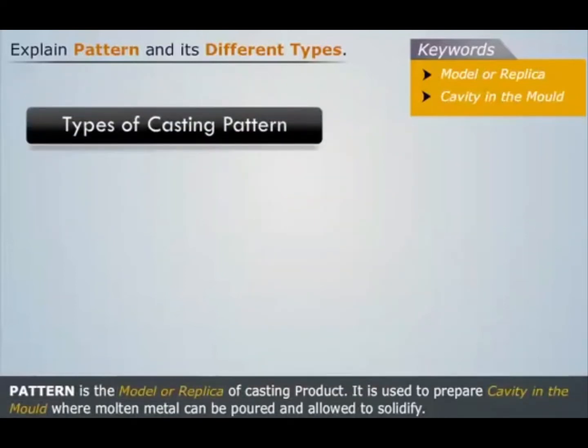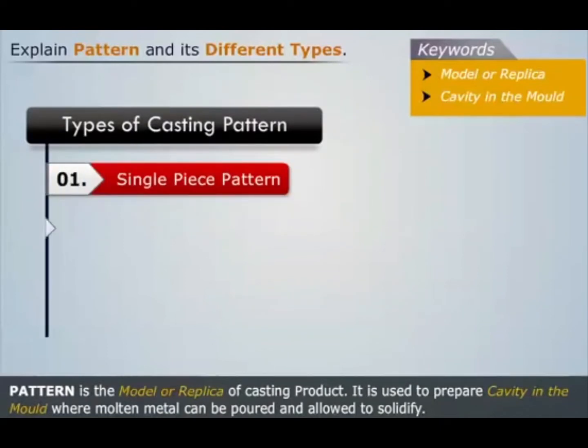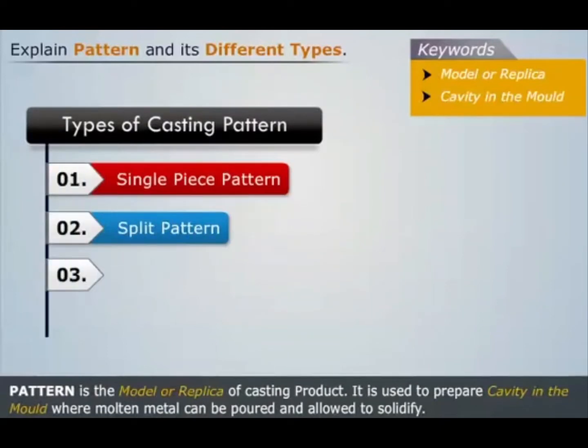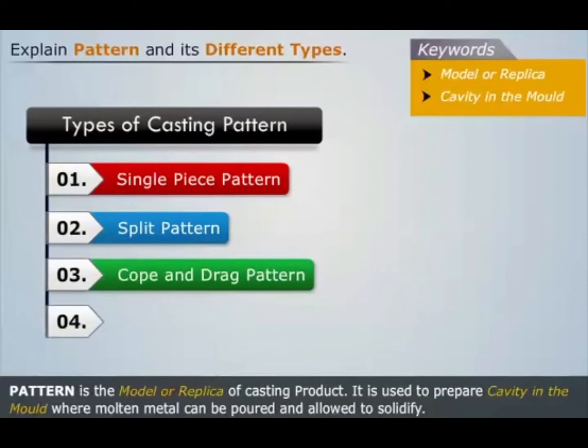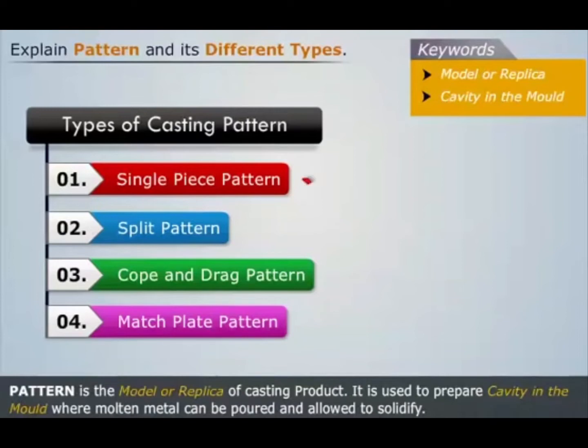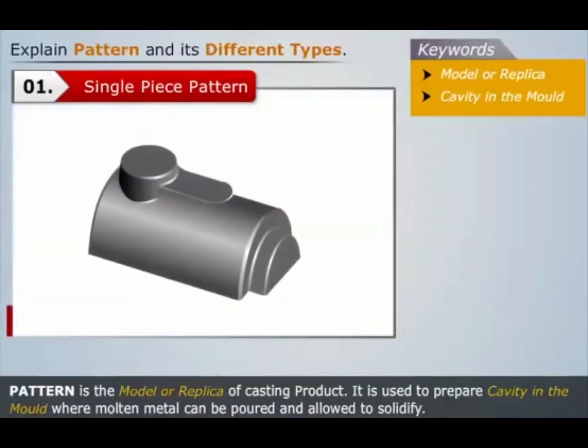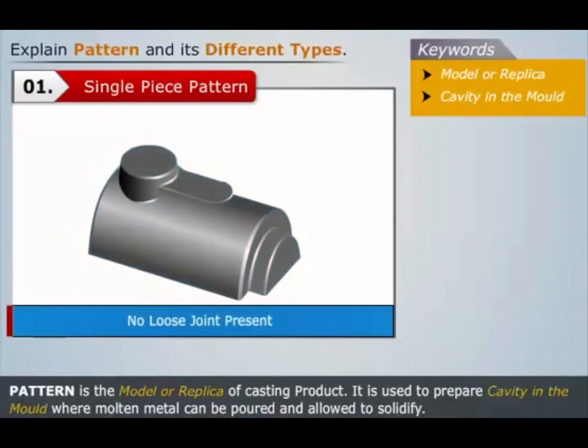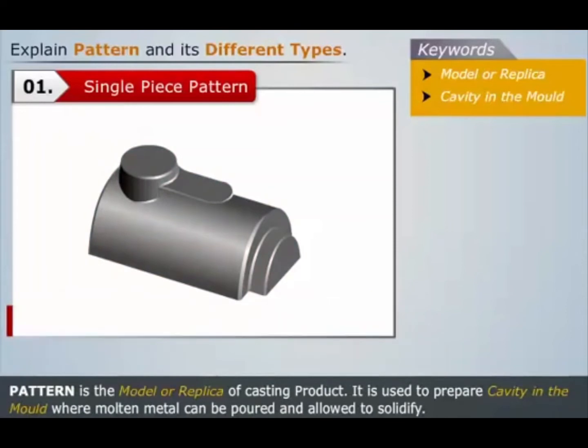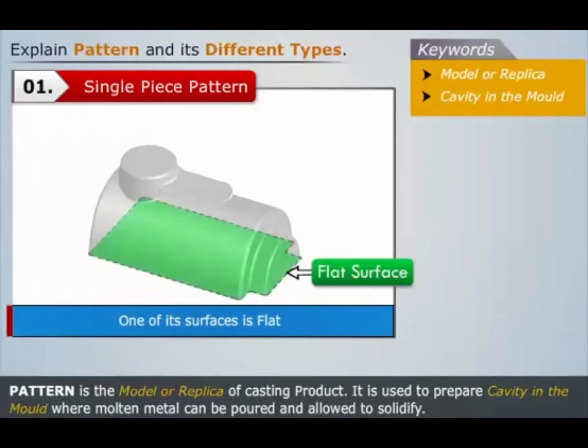The four main types of patterns used for casting metals are single piece pattern, split pattern, cope and drag pattern, and match plate pattern. Now let's discuss each of these types one by one. Single piece pattern. This type of pattern is made up of only one piece. It does not contain any loose joints, and one of its surfaces is flat.